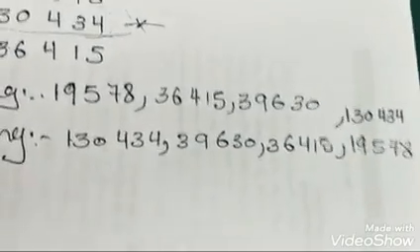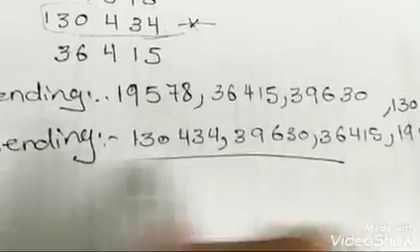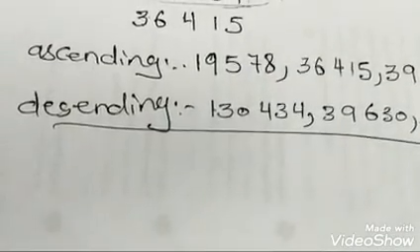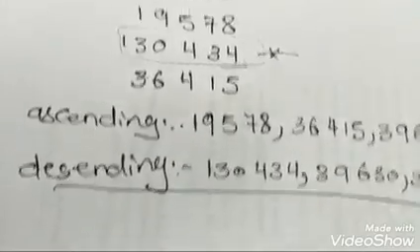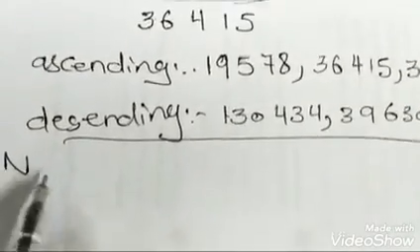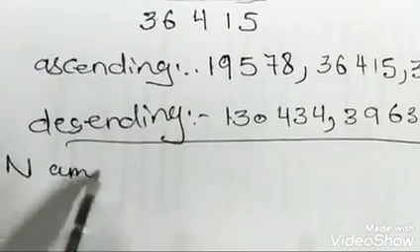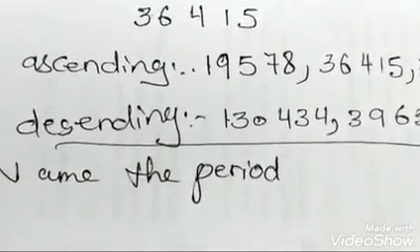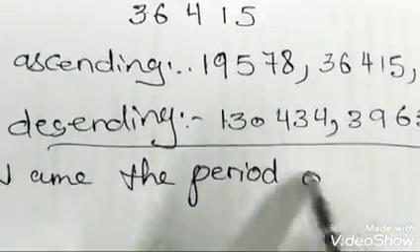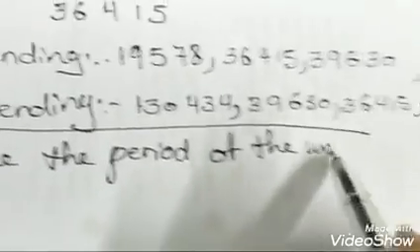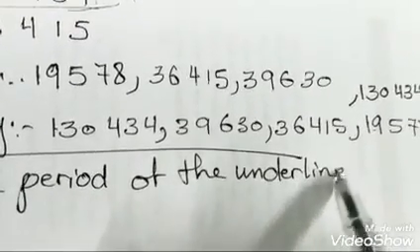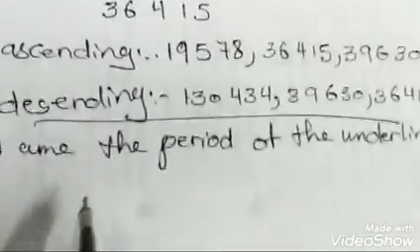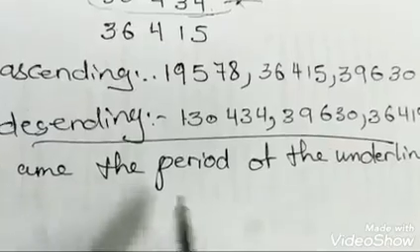Now I will have some examples to make it better for you to understand. The first question: name the period of the underlined digits. So here he wants to know the period.